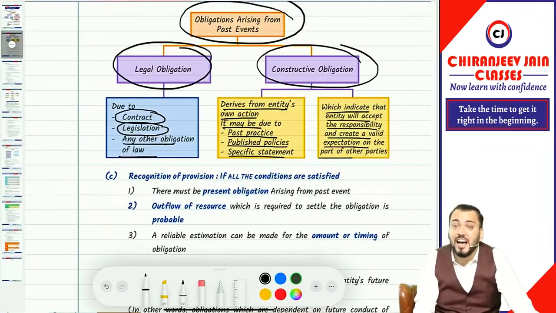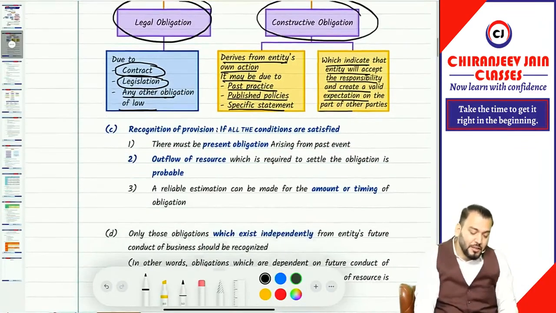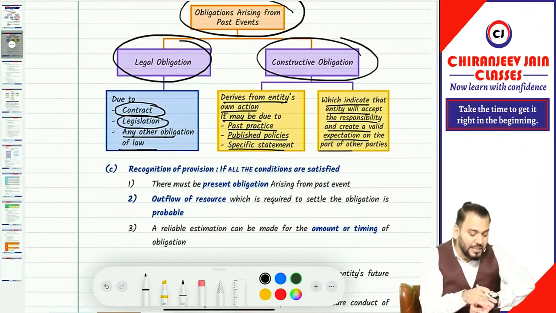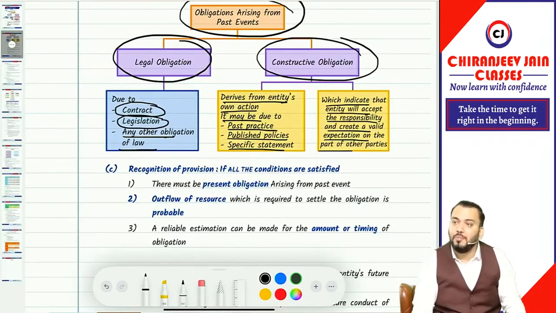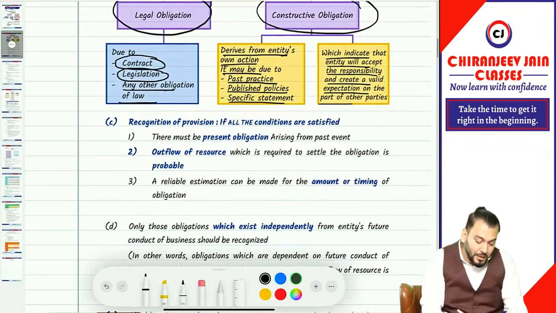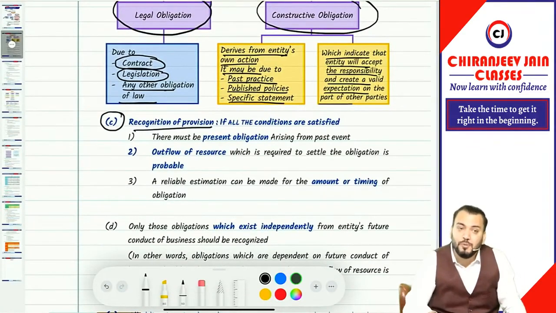Provision if all the conditions are satisfied. Got it? Have you understood? Yes, sir. So now you have understood obligation. Obligation means what? It can be legal obligation or constructive obligation. Got it? Now coming to point number C, recognition of provision. When to recognize provision? If all the three conditions are satisfied.